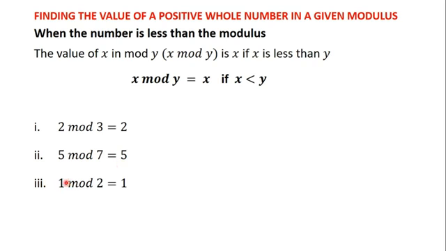Here's another example. 1 mod 2 is equal to 1. The number 1 is less than the modulus, which is 2, so 1 mod 2 is equal to 1. Another example is 15 mod 24 is equal to 15. The number 15 is less than the modulus, which is 24, so 15 in mod 24, which is written as 15 mod 24, will give us 15. So if the number x is less than the modulus y, then x mod y is equal to x.